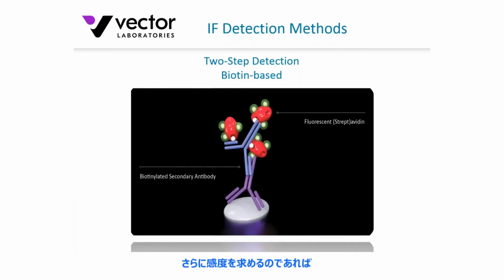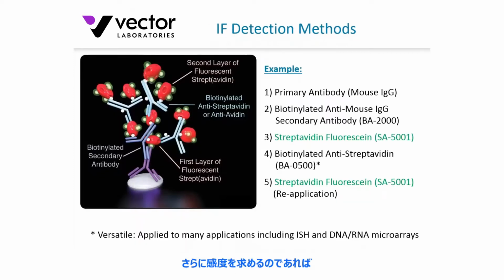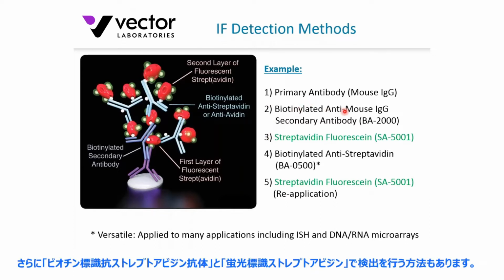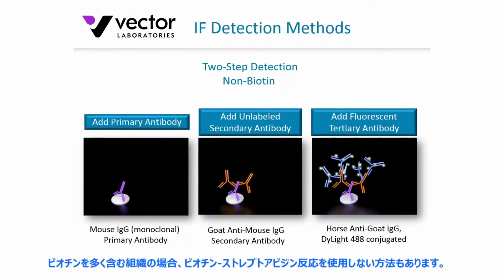For those who are maybe using one of these and looking for further sensitivity, I do have here steps 1 through 3, which is what I showed just before, the use of a biotinylated secondary antibody, and then a streptavidin fluorophore of your choice. Step 4, you'd apply this reagent, a biotinylated anti-streptavidin, and then reapply that streptavidin fluorophore. For those investigators who may be working on tissue with high levels of detectable biotin, there are other methods out there that don't incorporate an avidin or a biotin type linkage.